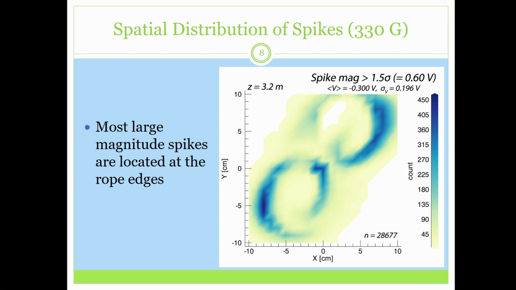So we've seen the signal at 3 different locations of the plane in the previous slide. Now it will be interesting to see where most of the spikes are located. Here we have a plot of number density for spikes with magnitudes greater than 1.5 sigma of the mean. As you can see here, most of the spikes, these darkly colored spots, are located at the edge of the rope. We note that the rope is rotating, so the spikes might be occurring while the rope is moving.